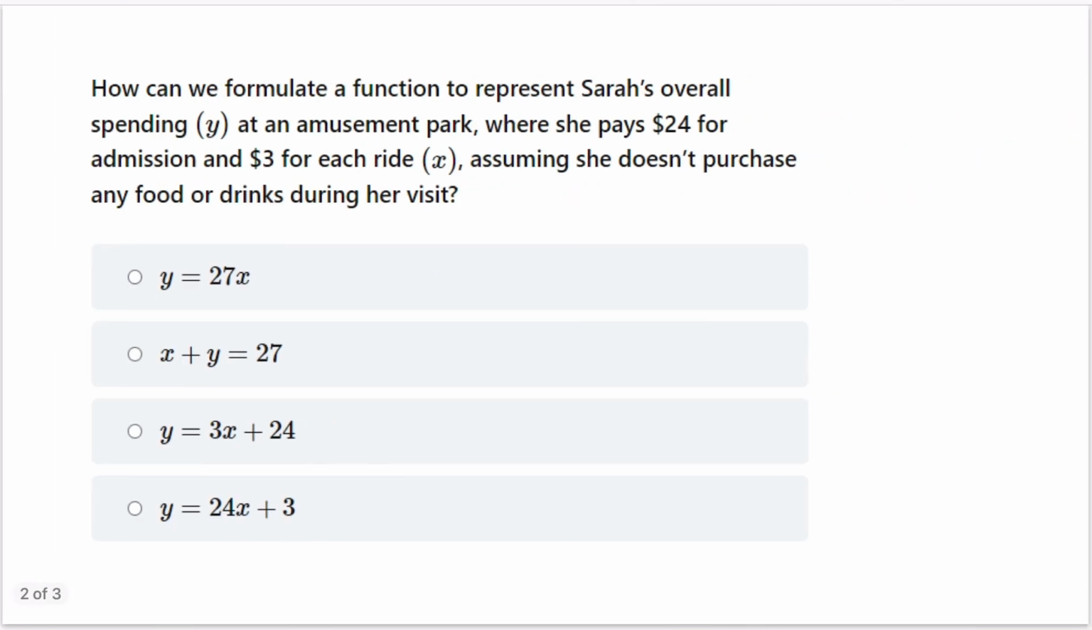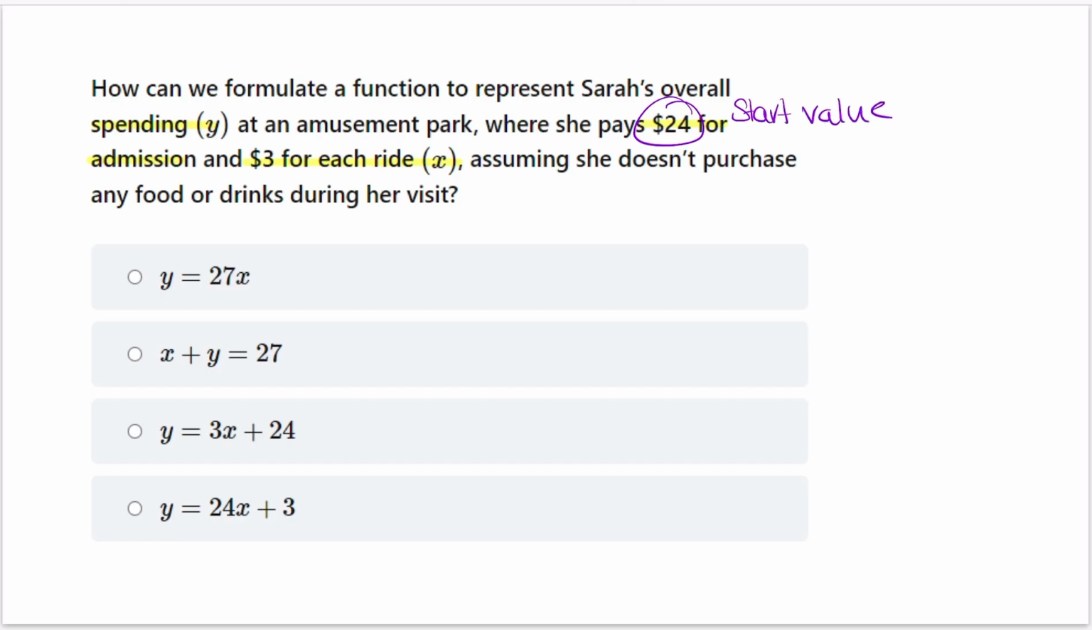How can we formulate a function to represent Sarah's overall spending y at an amusement park where she pays $24 for admission and $3 for each ride, assuming she doesn't purchase any food or drinks during her visit? Okay, so let's think about it. Do we have a specific starting value? Yeah, if you look at it, $24 is a specific starting value because even if she doesn't ride any of the rides, she still has to pay $24.